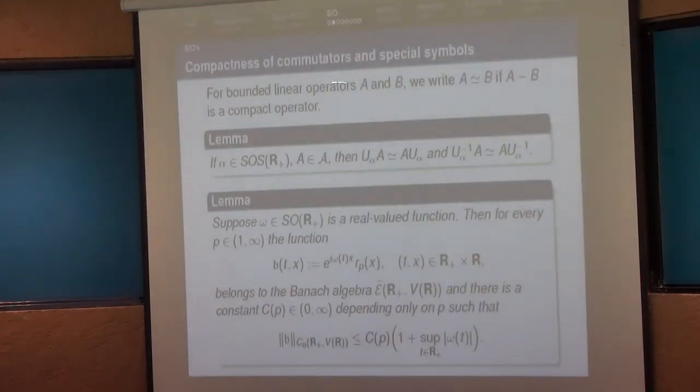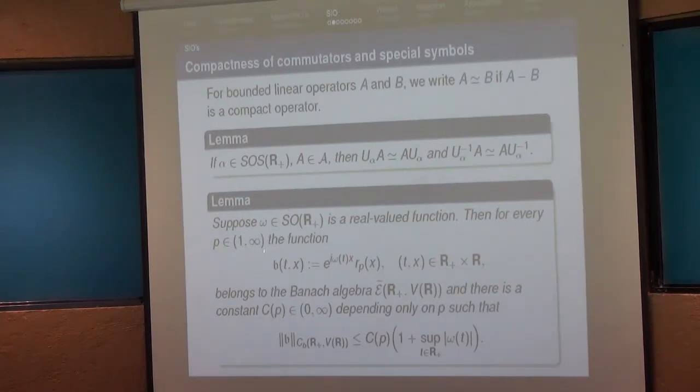Okay, now we use this symbol to say that the difference A minus B is a compact operator. And if alpha is a slow oscillating shift and A is a Cauchy integral operator with constant coefficients, then such products commute up to compact operators of this operator and this inverse with an arbitrary singular integral operator with constant coefficients.